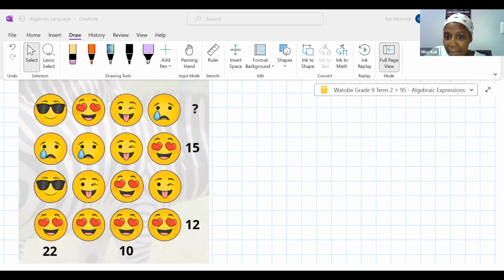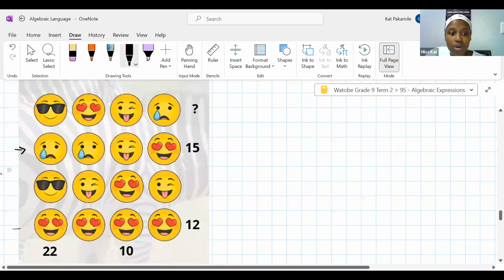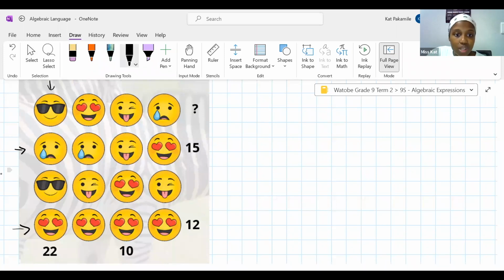Okay, let's see. How this one works is when you add them that way, it's 15. When you add them that way, it's 12. When you add them going down, it's 22. When you add them going down, it's 10. We want to know what this row going sideways is. Anybody have an idea of where to start?